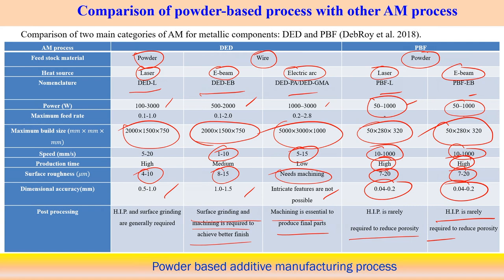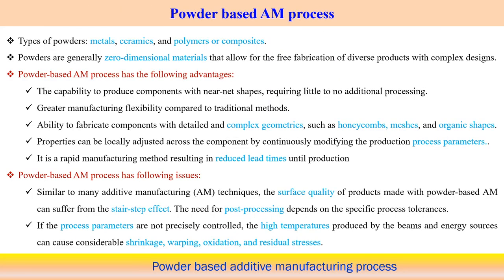In this case, wire based technology is better. But when we need a very fine, very delicate, very complicated structure, and a very small structure, in that case powder based technology is more appropriate. Now, as for types of powder, we can use metal, ceramics, and polymers or composites in additive manufacturing processes.